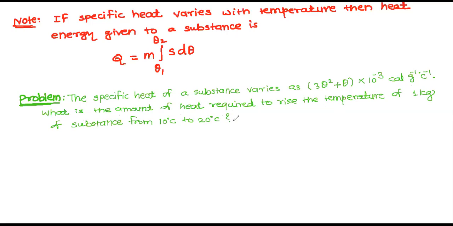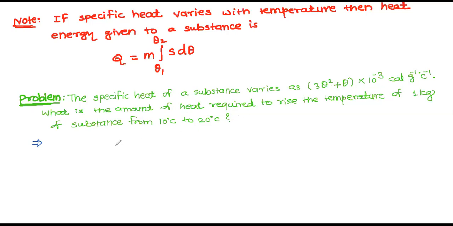See now, read the question carefully. Here, specific heat of the substance is varying, it is not constant. That's why I have given the note point. Then you have to use this formula. But how to solve this? Let's solve. Okay, let's solve this problem. First of all, what are the given things? How to do this? First, they have given this.